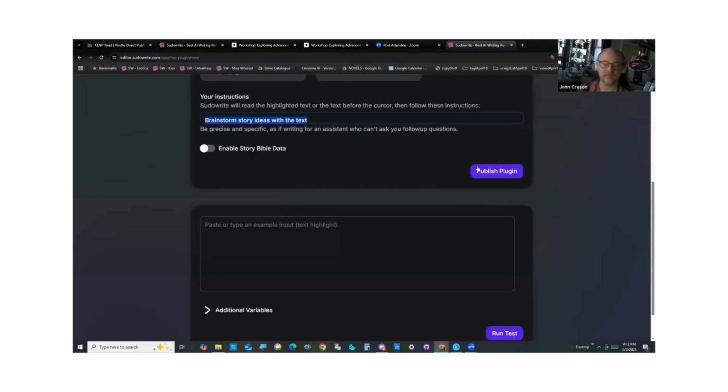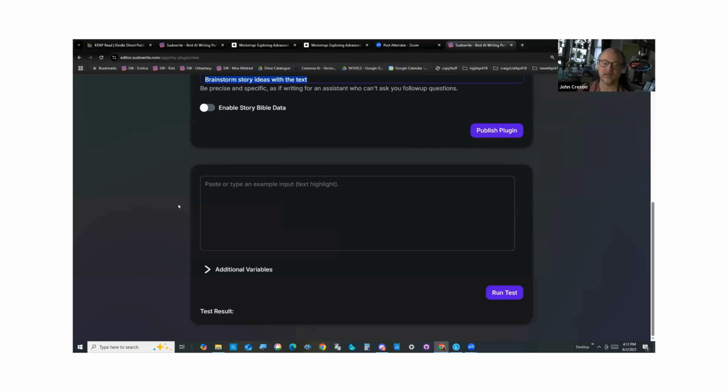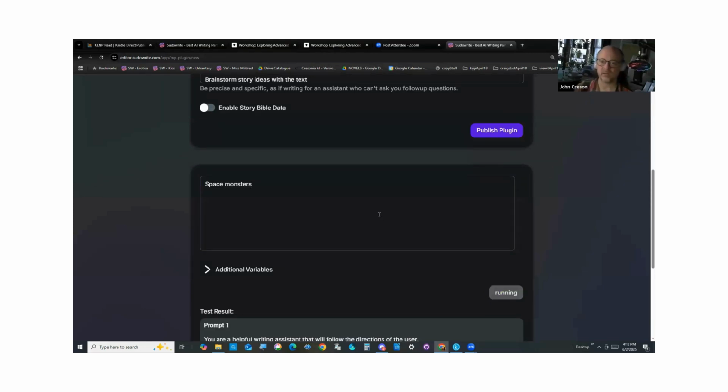Now I don't have to hit publish yet, but what I do want to do is paste in some information, like the text that I would select. And so say the text I would select is space monsters. And I'm going to hit run the test. Now, what I really like about using the plugin editor and the test running is it gives you insight into what is going on under the covers in Sudowrite.